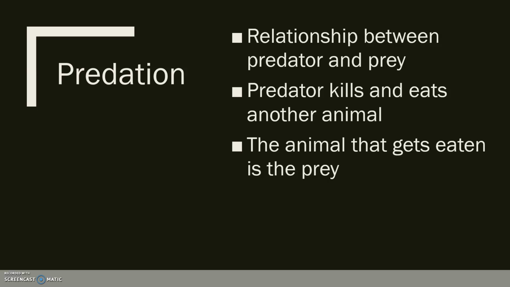The first interaction we are going to examine is predation. Predation is the relationship between predator and prey. A predator kills and eats another animal. The animal that gets eaten is the prey.